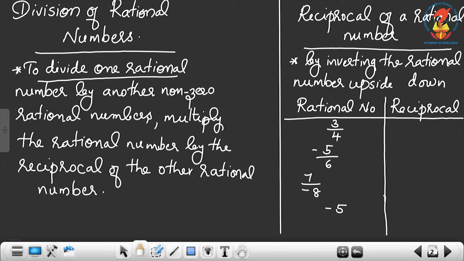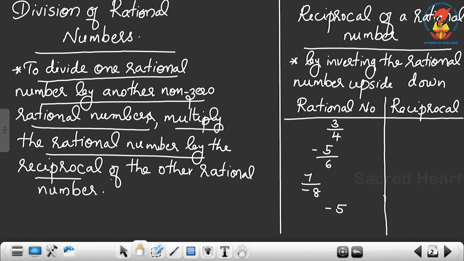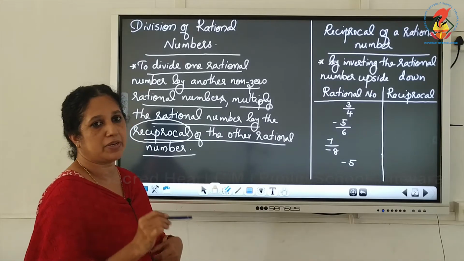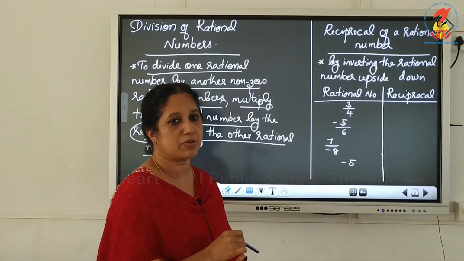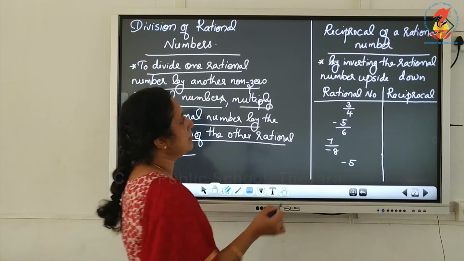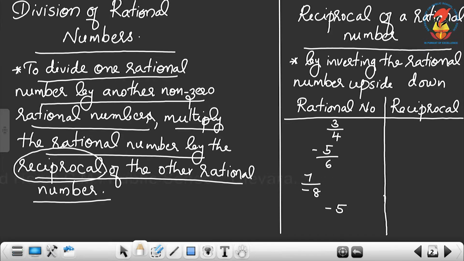To divide one rational number by another non-zero rational number, multiply the rational number by the reciprocal of the other rational number. So, you have to multiply the first rational number with the reciprocal of the second rational number. Then what is meant by reciprocal of a rational number?